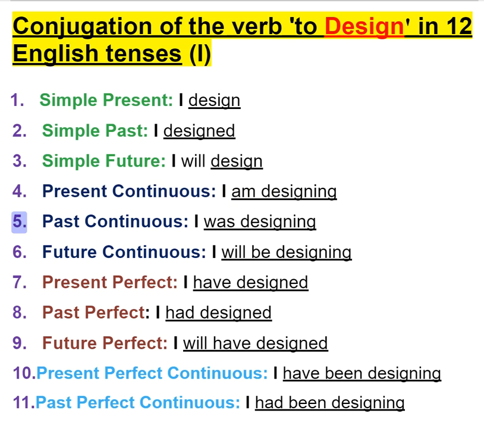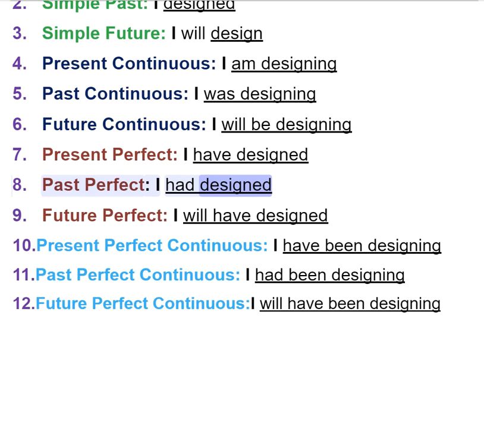5. Past continuous, I was designing. 6. Future continuous, I will be designing. 7. Present perfect, I have designed. 8. Past perfect, I had designed.